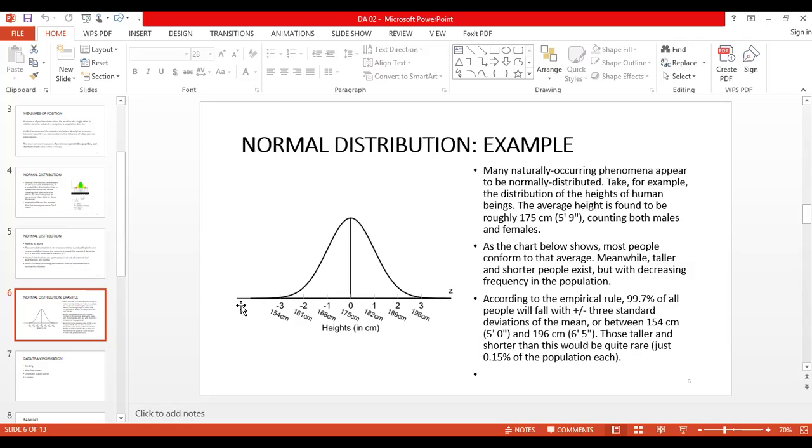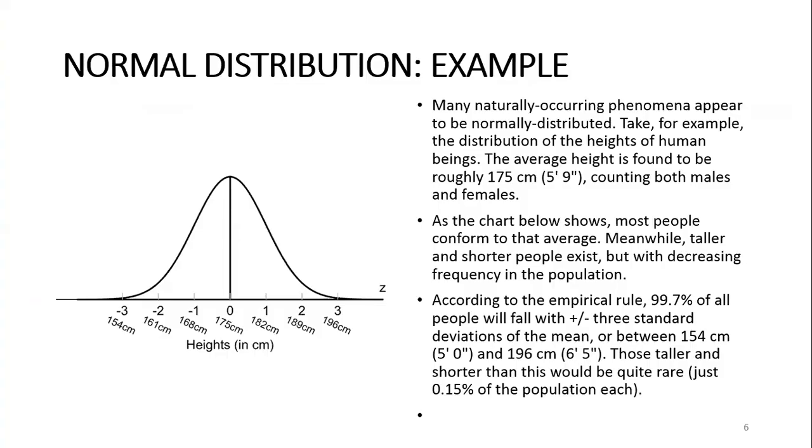Now the extremely small values will be few. As you approach the average, you have more and more people. When you go past the average, the number of people also begins to drop. That's why we say that many naturally occurring phenomena appear to be normally distributed. This is a typical example of that. I hope that's clear.